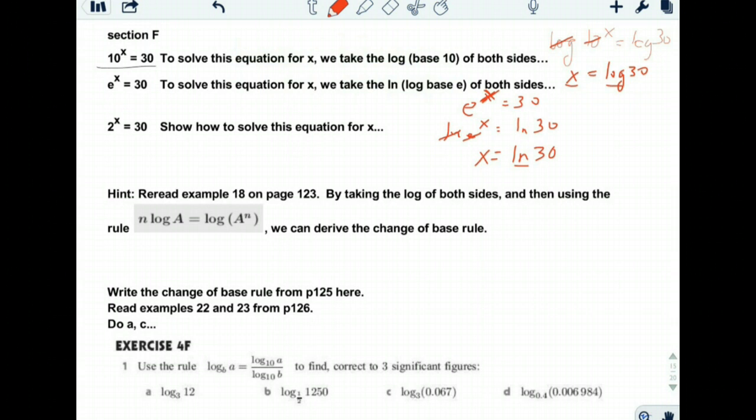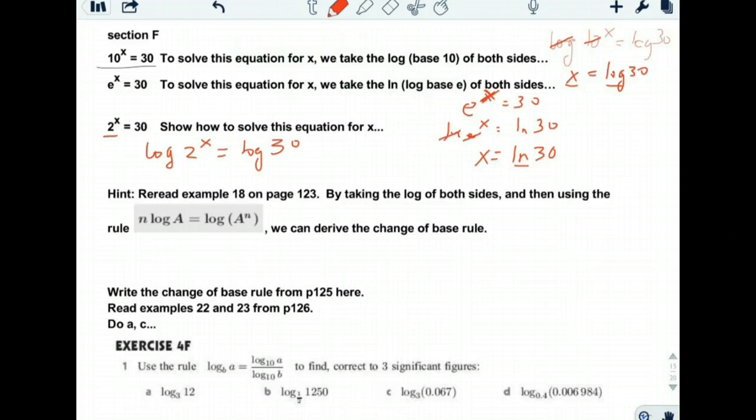Now, what if you have a strange exponent like 2? What do you do now? Well, believe it or not, you can still take any log of both sides and it'll still lead you to the answer. Watch how this happens. So let's take the log base 10 of both sides.